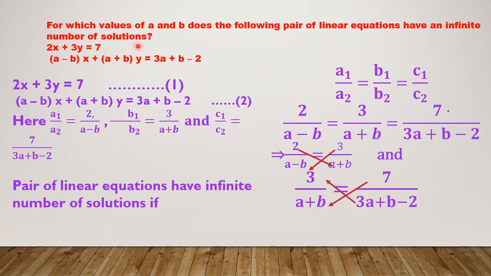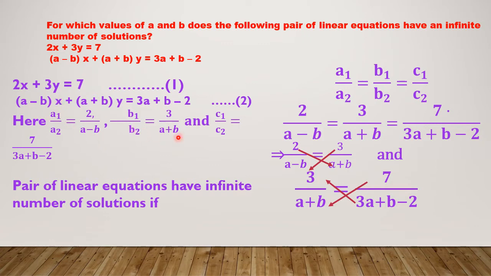In this sum we have to find the values of a and b. The pair of linear equations is given. Name them as 1 and 2. Find the ratios of the coefficients of x, y and the constant term, and let us find how the steps are working. In the first step, the first ratio is a1 by a2, which is the coefficient of x terms. So the coefficient of x in the first equation is 2 and in the second equation is a minus b.